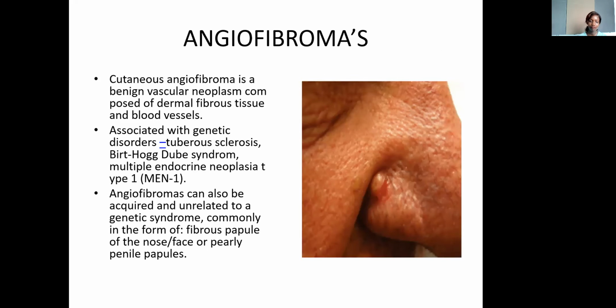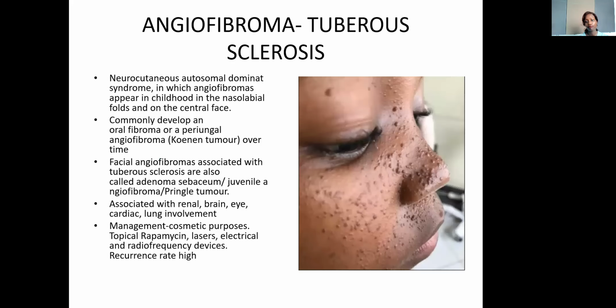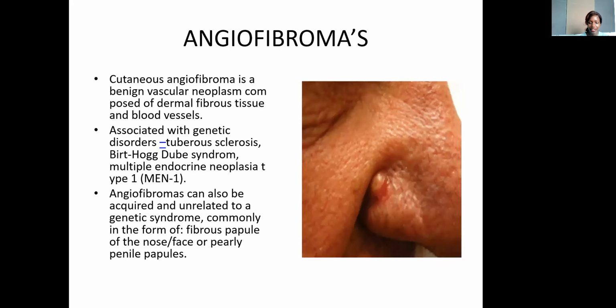Another condition to be aware of is angiofibromas. An angiofibroma is a benign vascular neoplasm that is composed of dermal fibrous tissue and blood vessels. Angiofibromas can be acquired, or they may be part of a genetic syndrome. The genetic disorders that are characterized by the presence of angiofibromas include conditions such as tuberous sclerosis, or they may be acquired, as in patients who have pearly penile papules. The angiofibromas may be solitary, as seen in the image on the right, or they may be multiple.